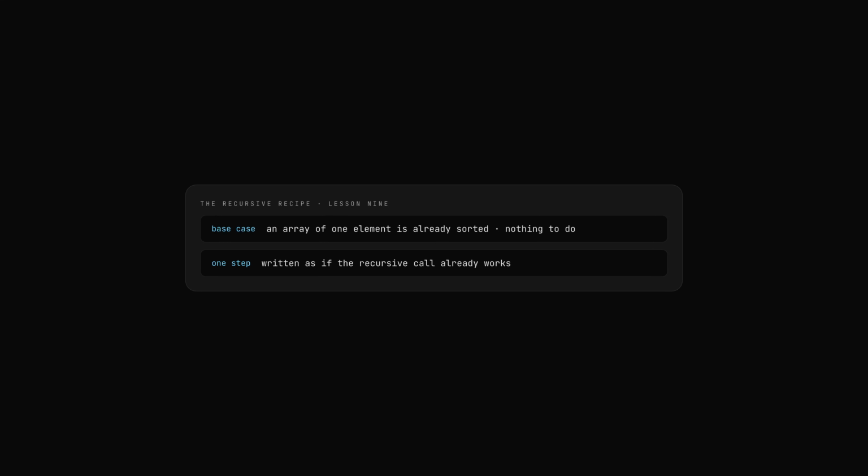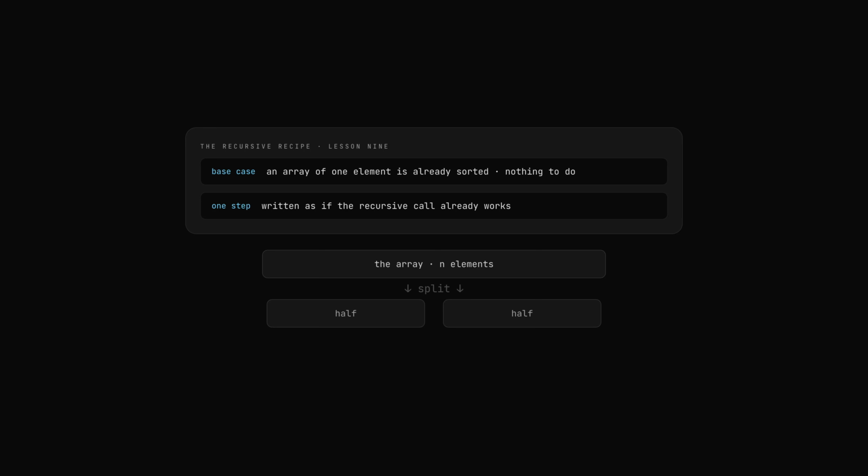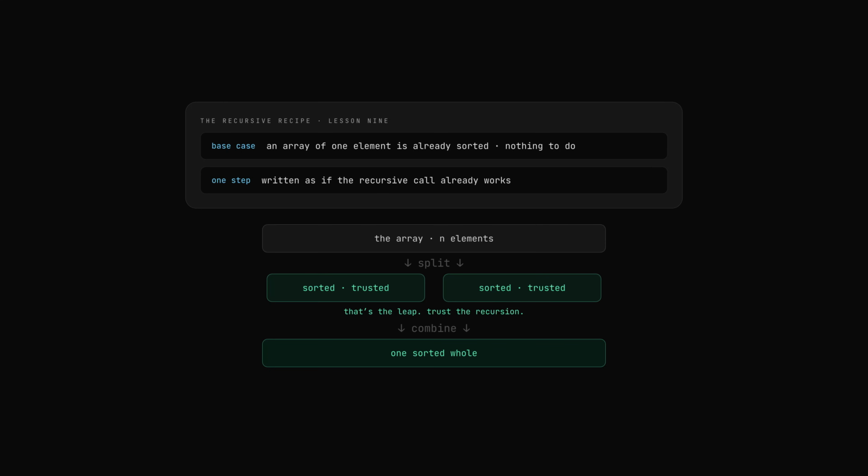Base case. An array of one element is already sorted. Nothing to do. The step? Split the array in half. Trust the recursion to hand you back each half, sorted. That's the leap. Then your only real job is the combine. Turn 2 sorted halves into one sorted whole. That's merge sort. John von Neumann worked it out in 1945 for one of the first stored program computers ever built.